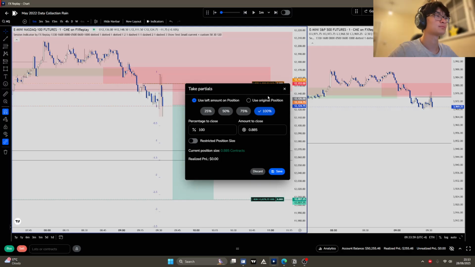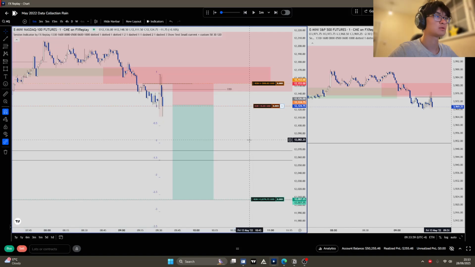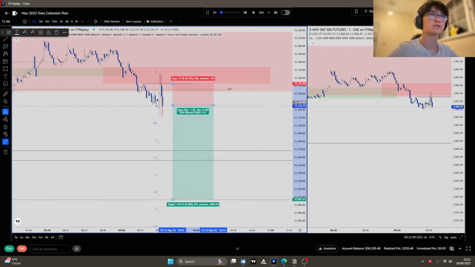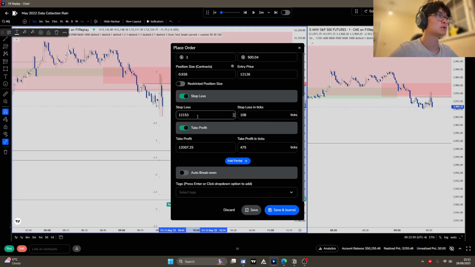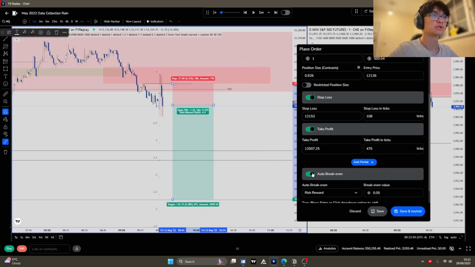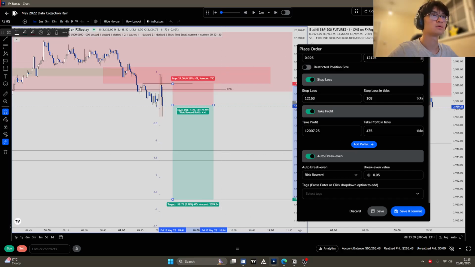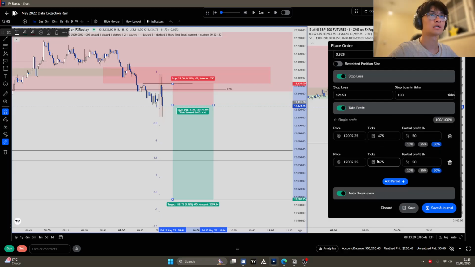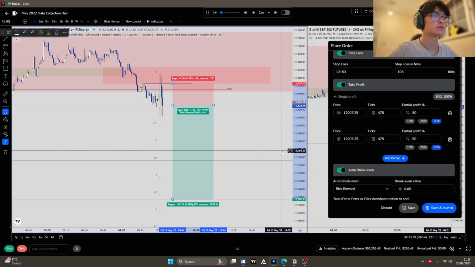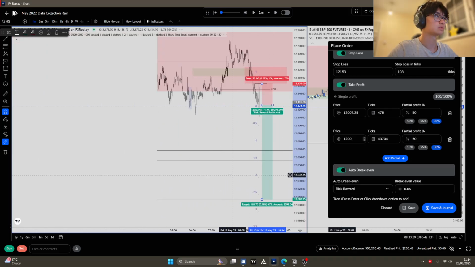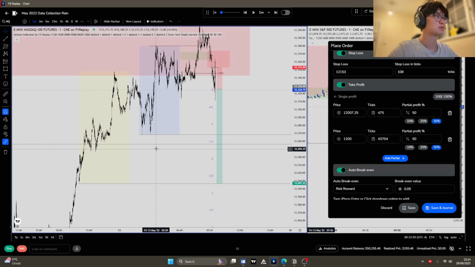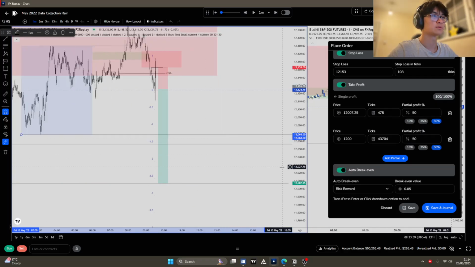Wait, can I do this? I don't actually know how to take partials because I've never actually taken a partial. Auto break even? Oh, I can add a partial, there it is, okay. So 12068.5. Wait, which one's London? Oh yeah, these are London. Okay, so 12068.5.